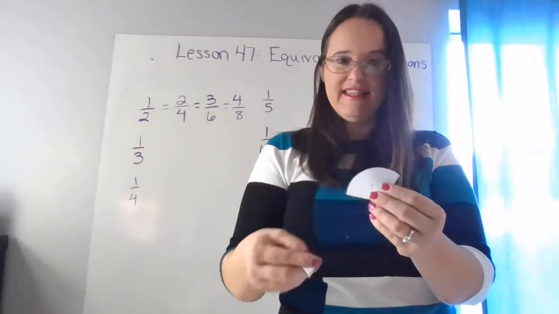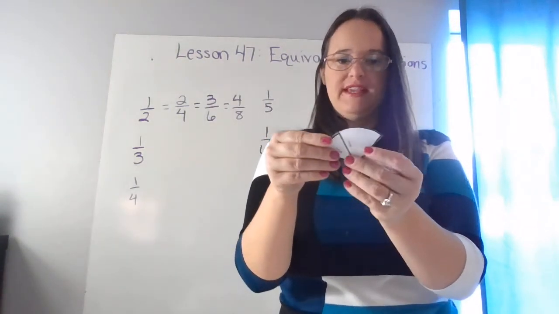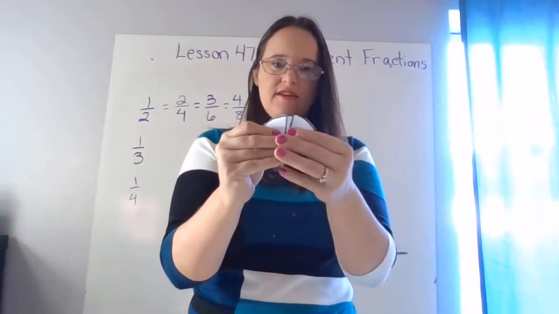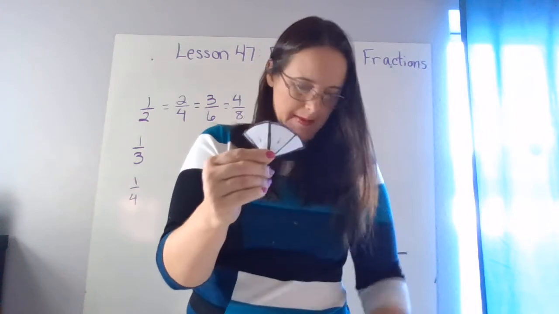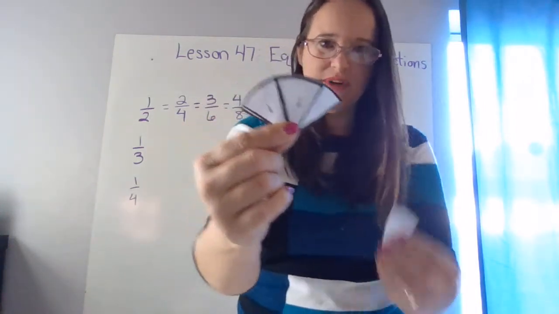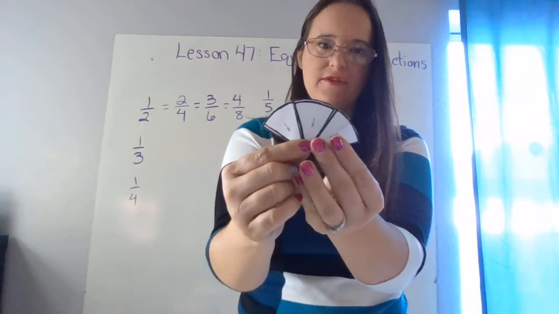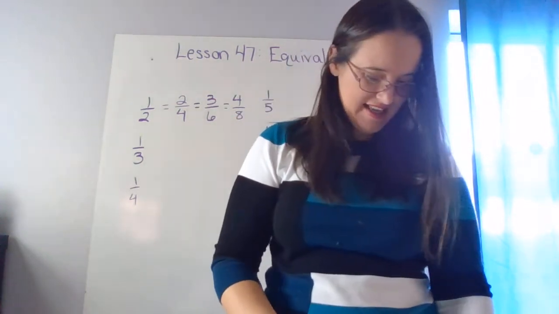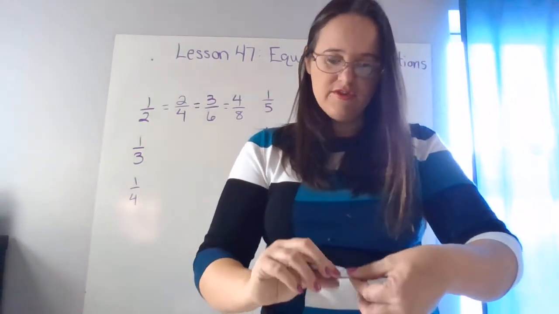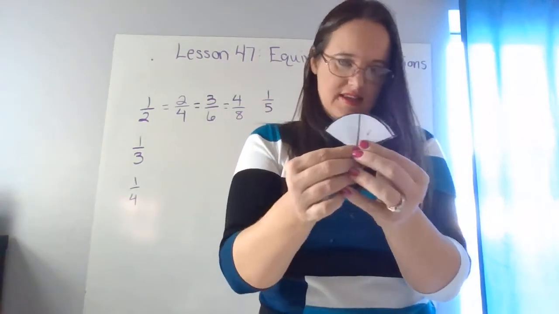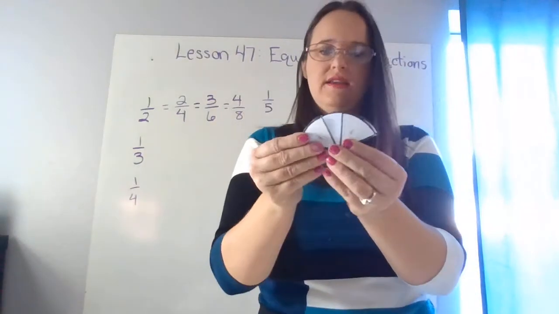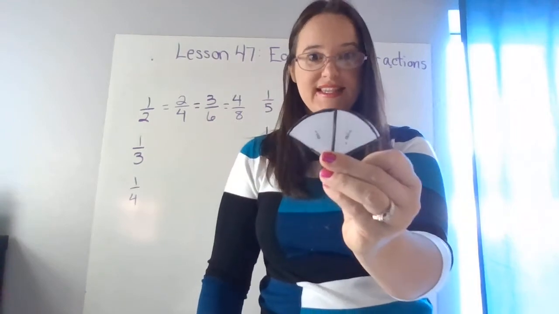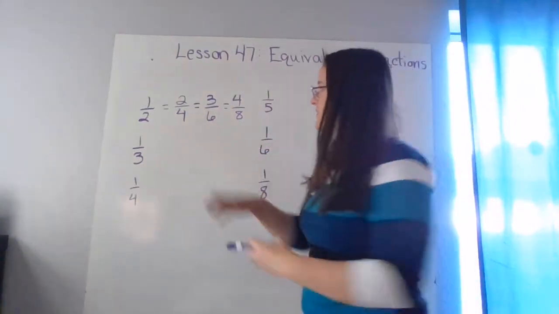Well, since I have the eighths out. 6. Riker's saying we should use 6. Well, here's eighths. 1/8, 2/8. Yeah, it doesn't look like that's going to work there. There's not enough left for 3/8 to equal 1/3. So Riker said, let's try 6. Let's do that. Here's 1/6 and 2/6. There we go. 2/6 is equal to 1/3. So we can write that up here.